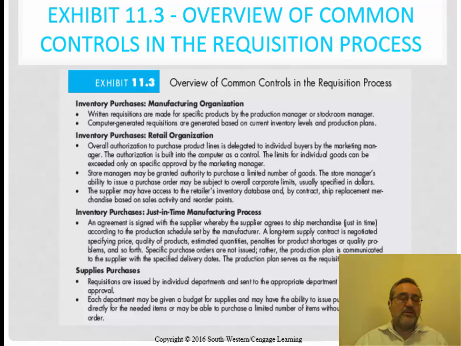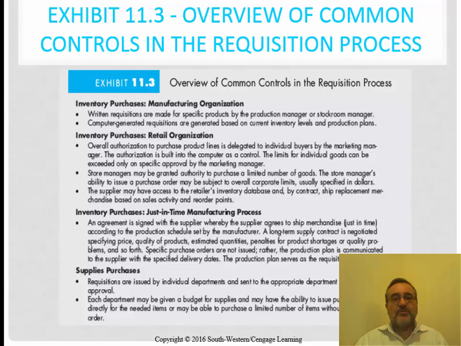But the issue related to inventory is going to be different depending on whether it's a manufacturing organization, a retail organization, a just-in-time manufacturing organization, or where we're considering supplies. The difference between supplies and inventory is that inventory are the things that we ultimately sell. Supplies are goods that we purchase that are consumed in the revenue process, but they're not actually sold to the end user. Each of these has unique situations in terms of controls.